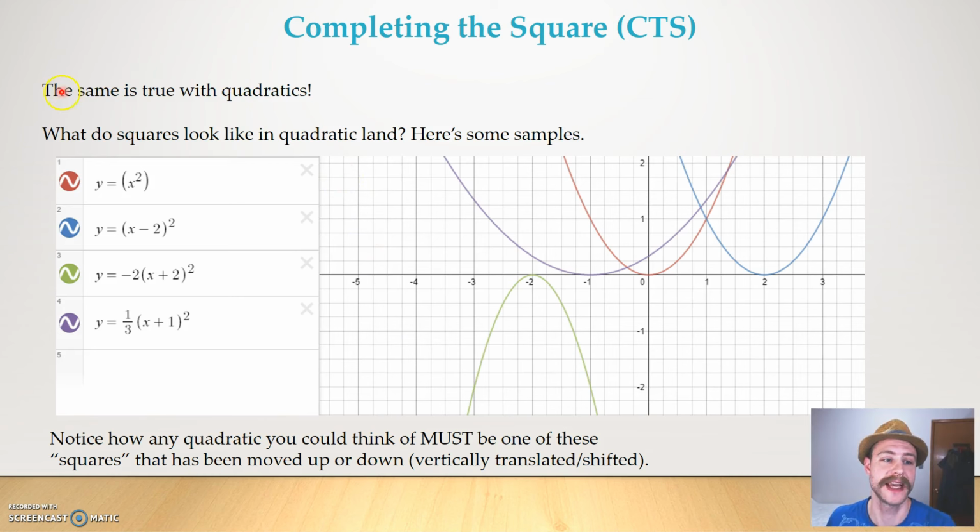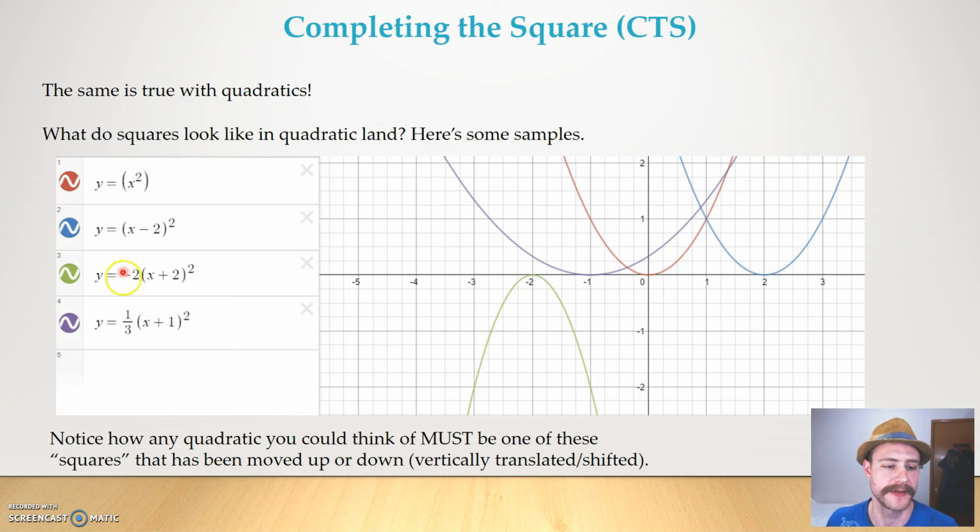All right, so the same is true with quadratics. What do squares look like in quadratic land? Well, here's some samples. So first of all, you've got y equals x squared, which you should be able to identify is just this red graph. This is the standard quadratic, or the parent quadratic. The blue one, y equals (x minus 2) squared. So this is a right shift by 2. And indeed, if you look at the blue graph here, it is a right shift by 2.